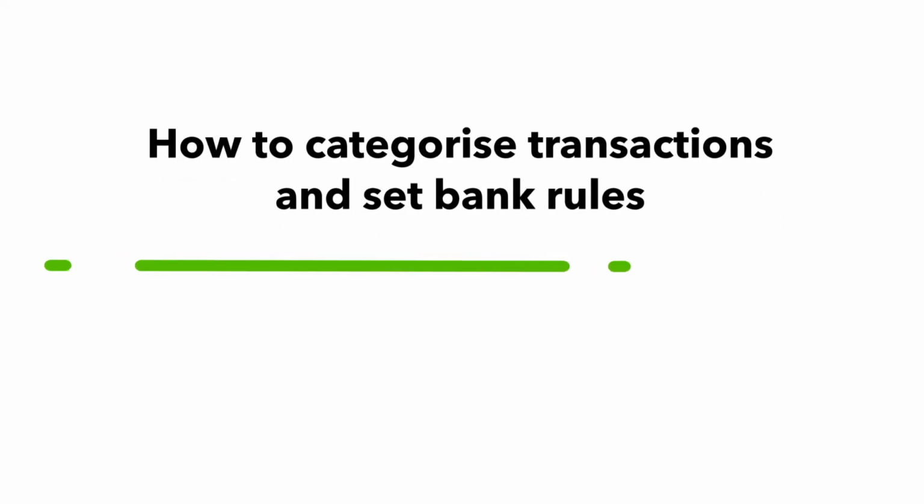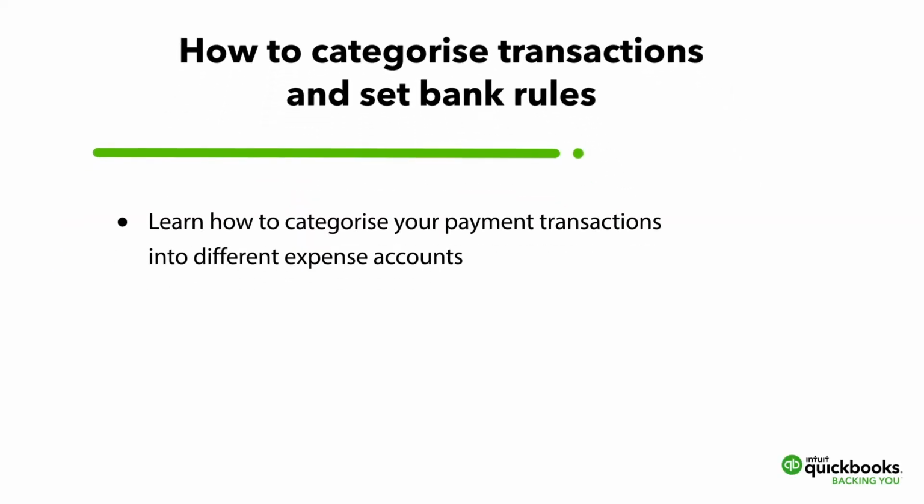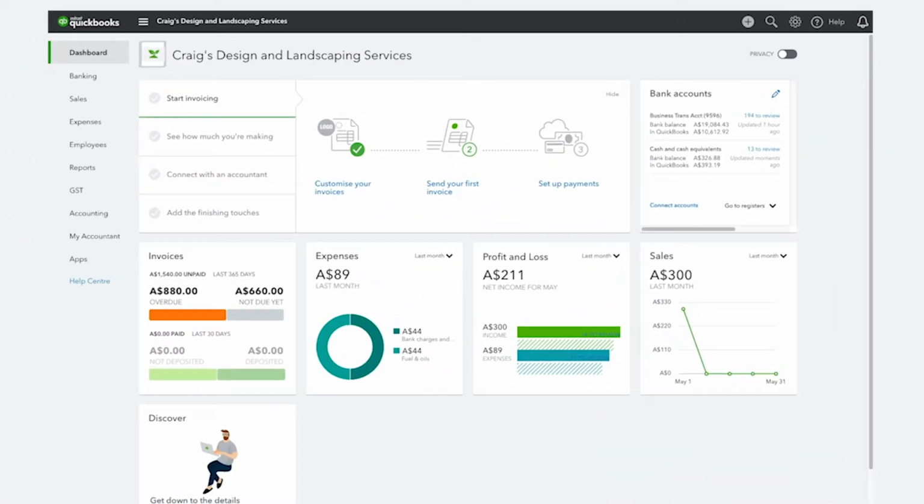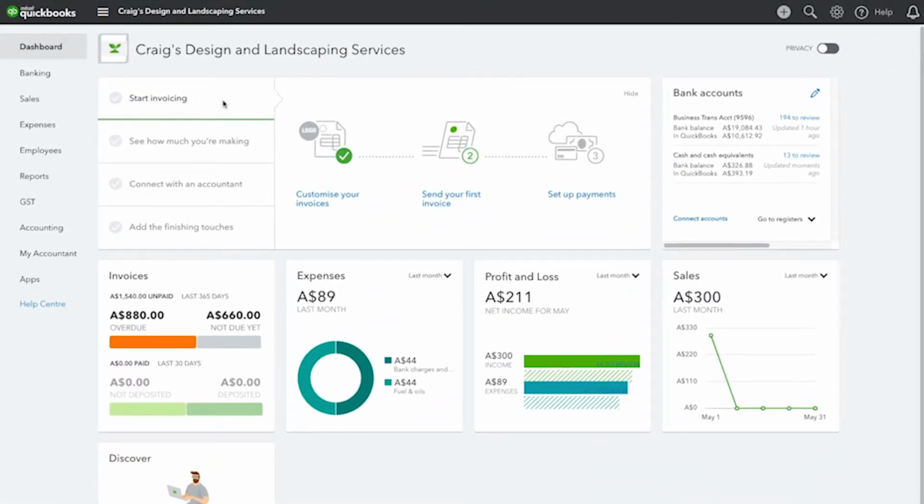In this video, you will be shown how to categorize your payment transactions into different expense accounts. You can also automate many of these transactions by setting bank rules. To start, access downloaded transactions by clicking on Banking here on the menu.